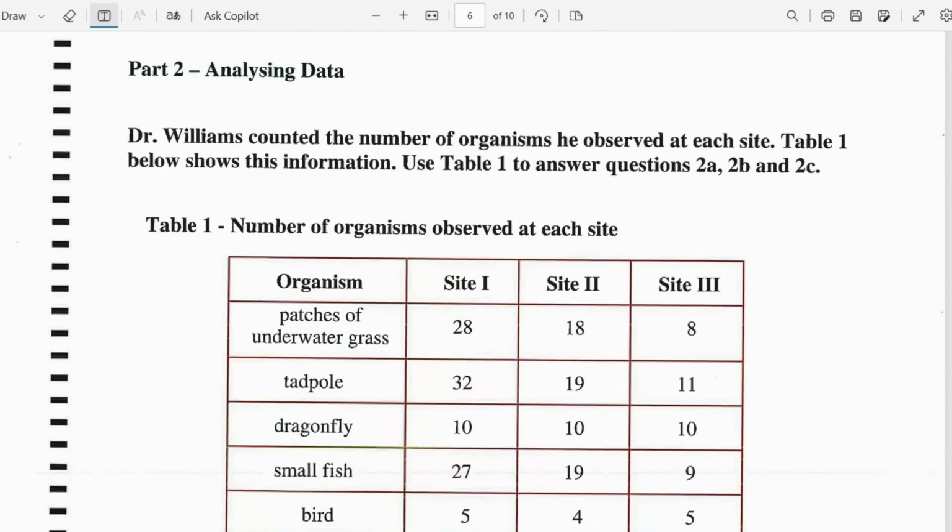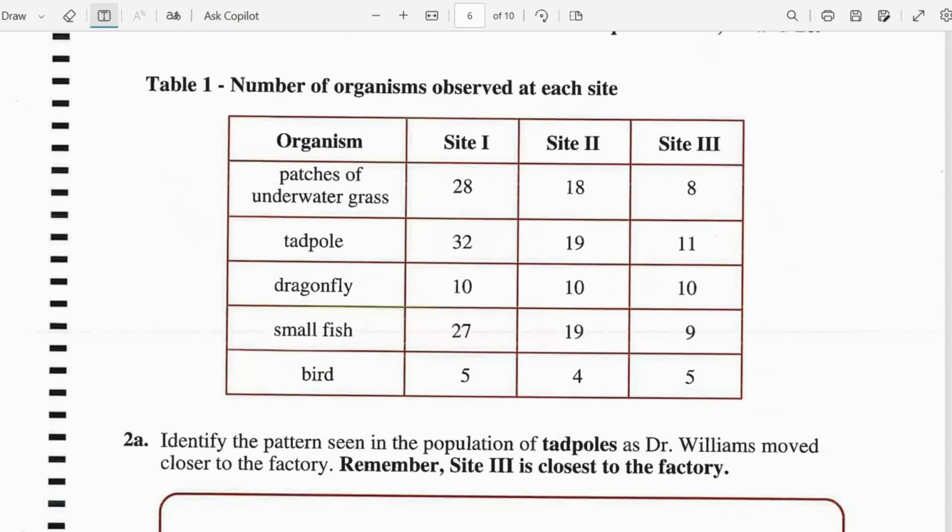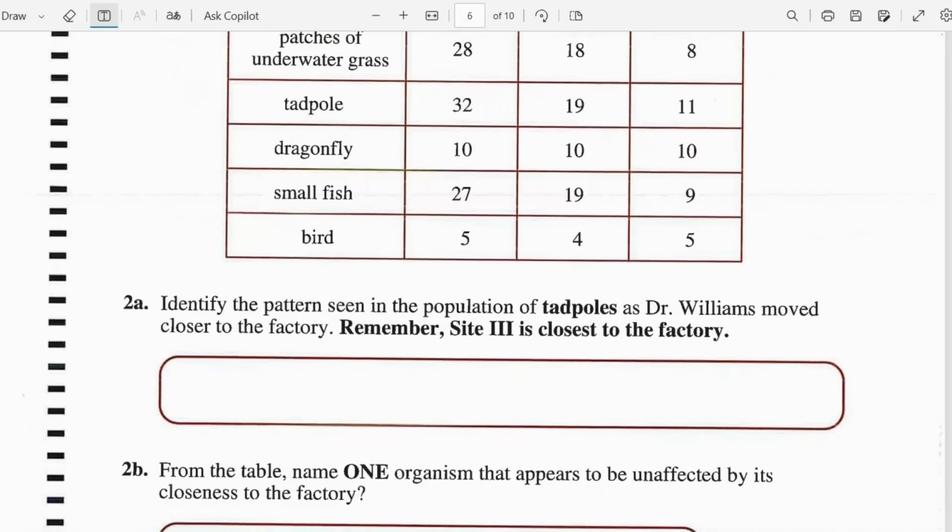Let's move on to part 2. Analyzing data. Dr. Williams counted the number of organisms he observed at each site. Table 1 below shows the information. Use Table 1 to answer question 2A, 2B, and 2C. Number of organisms observed at each site. I'm just going to let it stay there a little and then we can analyze the table. And I will refer back to it to answer our questions.